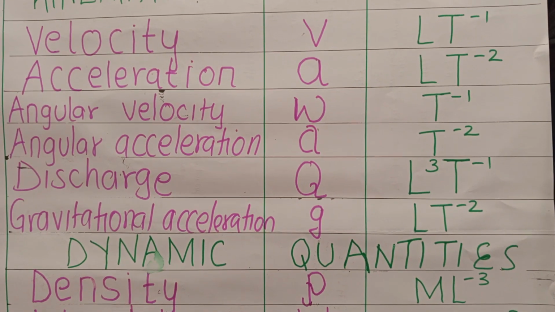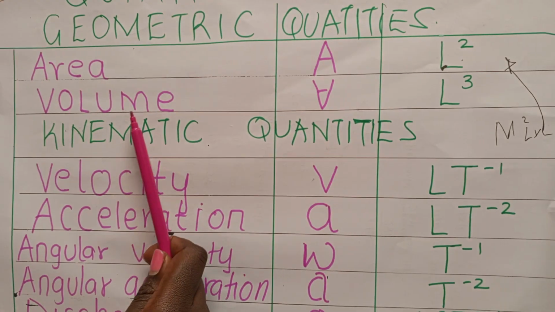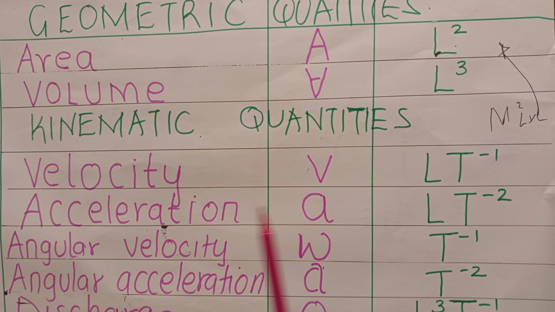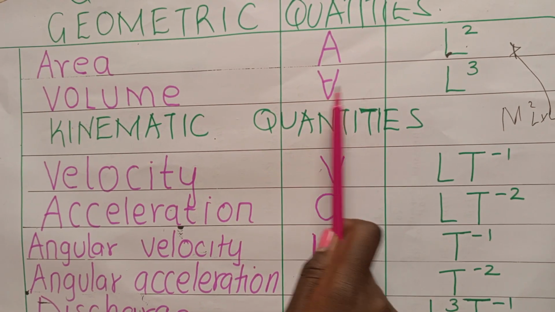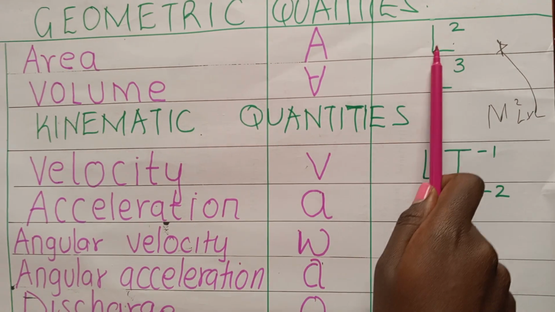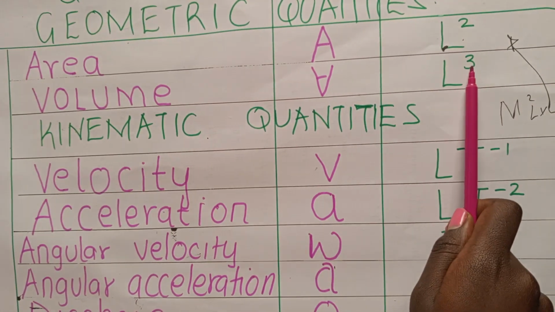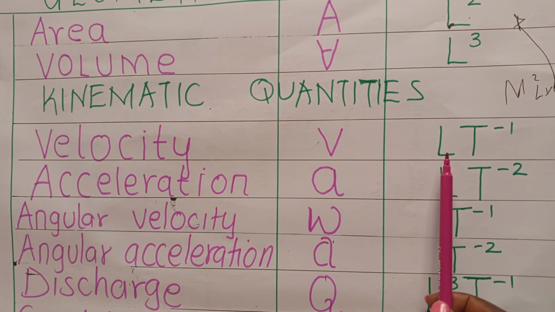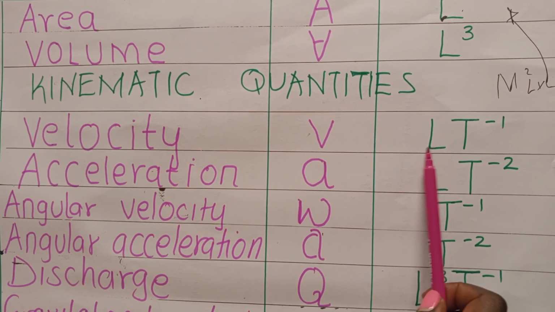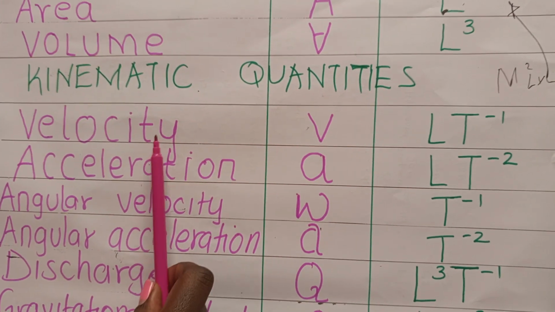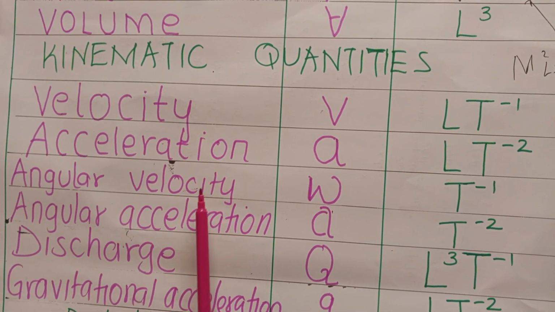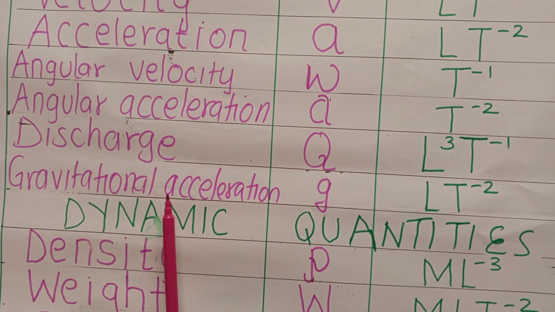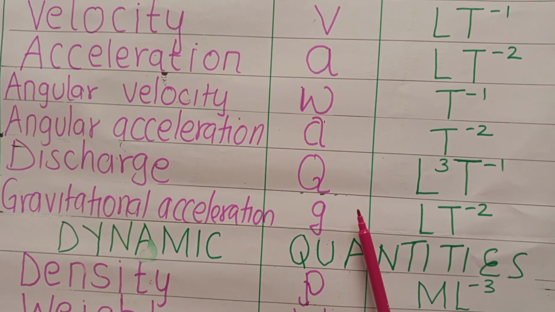Now, in geometric quantities, we have the area and the volume. Area and volume are simply from the dimension, that is dimension in terms of their length. So these are the symbols, and we are writing their dimensions in terms of L squared for the area and L cubed for the volume. Kinematic quantities are derived from the length and the time, or the dimension of the length per unit time. The likes of velocity, acceleration, angular velocity, angular acceleration, discharge, and gravitational acceleration. So you have the units as listed in the table.